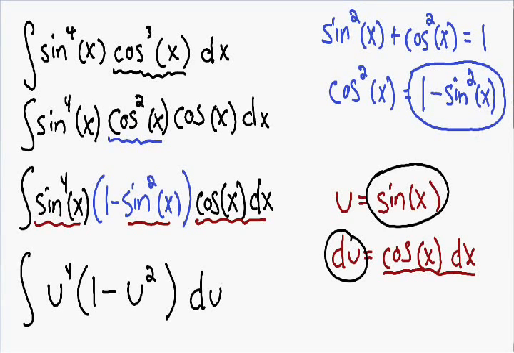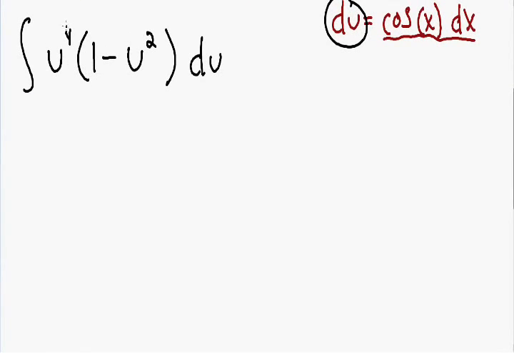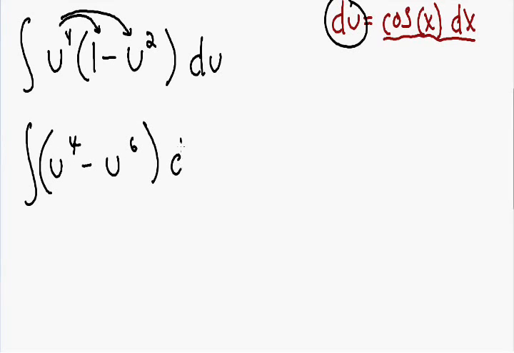And now this has become a pretty straightforward integral. We can distribute this u to the 4th with the 1 and the u squared. So this integral becomes u to the 4th times 1, which is just u to the 4th, and u to the 4th times negative u squared is equal to negative u to the 6th, and this is all being multiplied by du. And now we are ready to integrate.